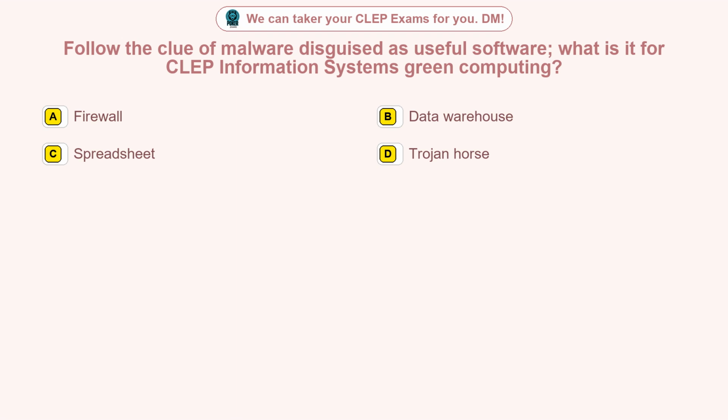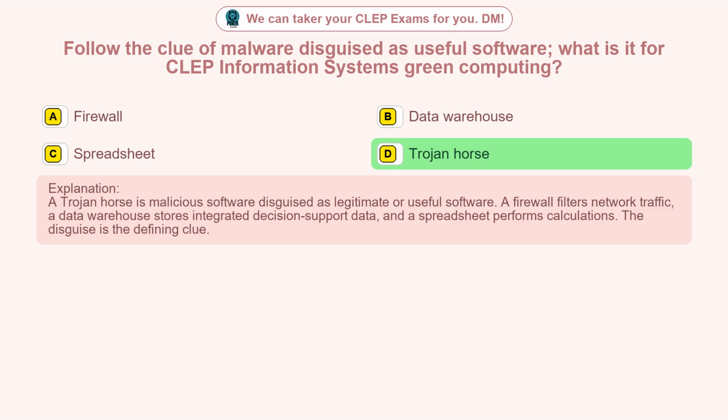Question 41. Follow the clue of malware disguised as useful software. What is it for CLEP Information Systems green computing? Option A. Firewall. Option B. Data warehouse. Option C. Spreadsheet. Option D. Trojan horse. The correct answer is option D. Trojan horse. A Trojan horse is malicious software disguised as legitimate or useful software.